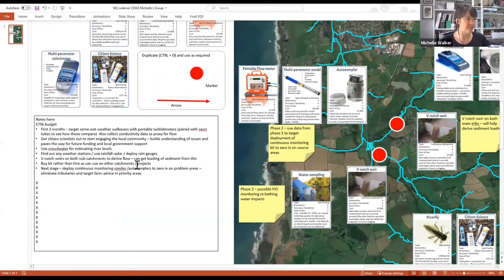We did have a bit of debate about whether we'd be better off buying the expensive kit or hiring continuous monitoring kit for £1,000 a month. I think those of us in charities felt we may as well buy the kit with the budget, and it can be reused on other projects. But you can do a bit of a mix and match potentially. If you buy the kit, you've obviously got to then maintain it, calibrate it. It will depreciate.